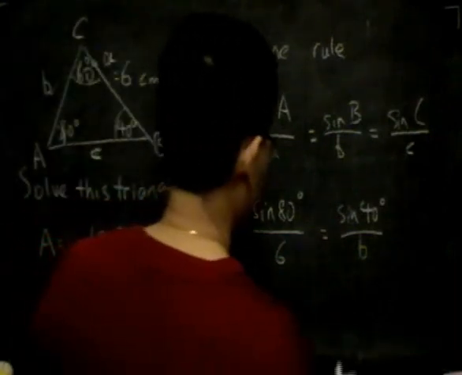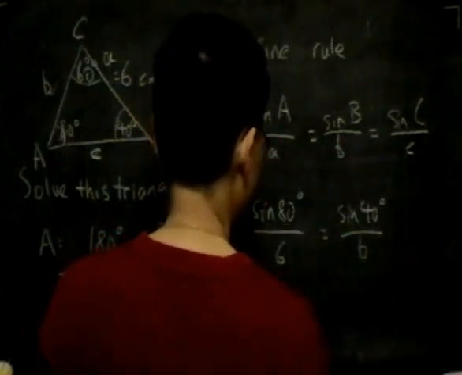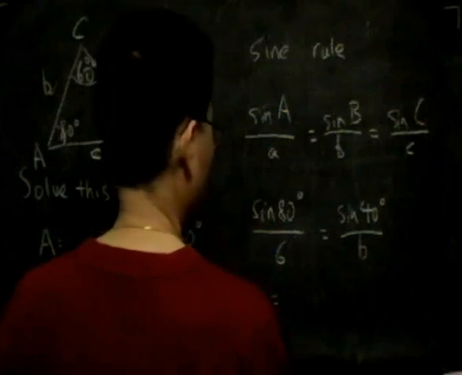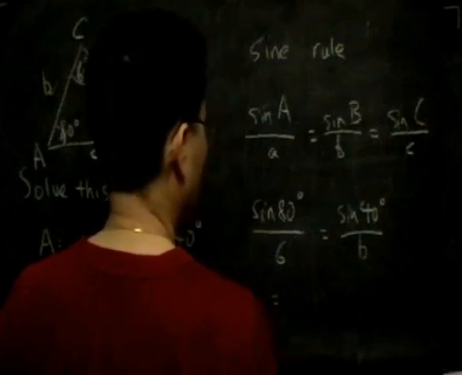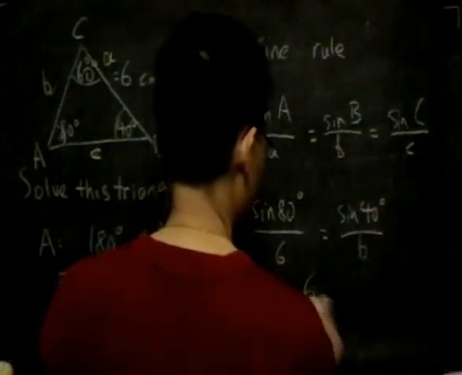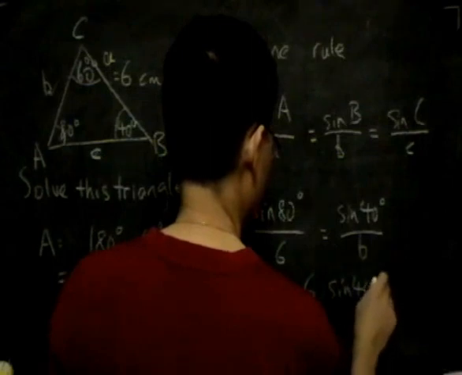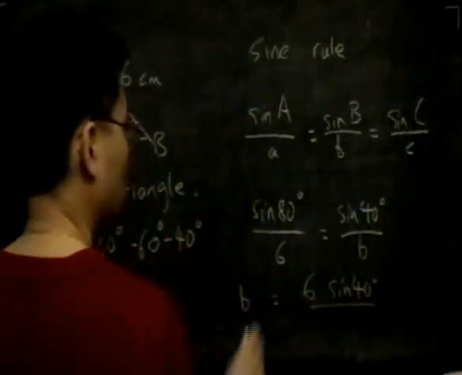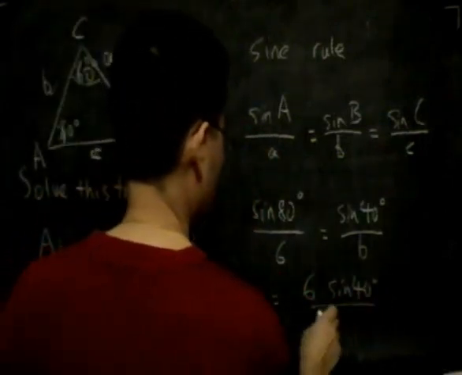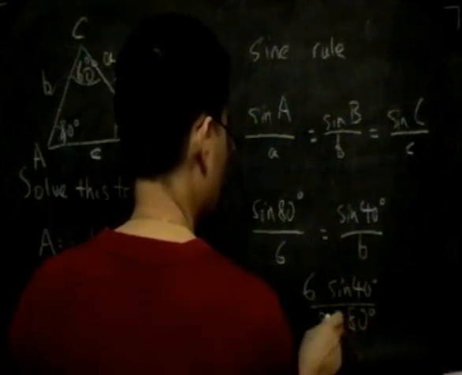Now what I would do is I would multiply both sides by b. If I do that, b comes over there. I would multiply both sides by 6. So 6 goes over there. I still have the sine 40 degrees. And then I divide both sides by sine 80 degrees.